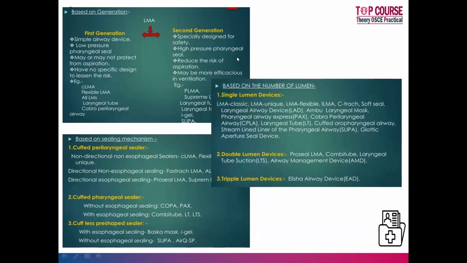So the single lumen devices, where it is used only for ventilation, are known as single lumen devices. Double lumen devices are those used for ventilation as well as for intubation. And triple lumen additionally has a gastric port in order to prevent aspiration. Okay.